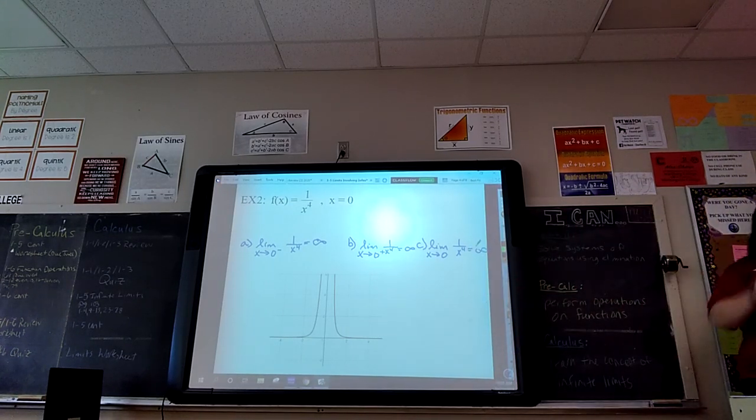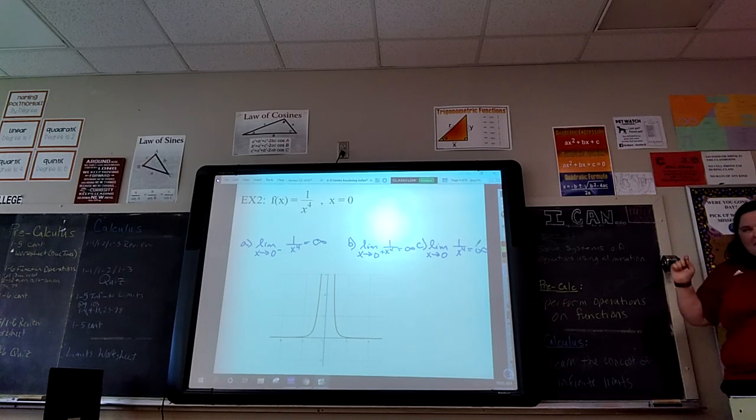Question. If they're both going to positive infinity, then the overall limit we can say is positive infinity. If they're both going to negative infinity, we can say the overall limit is negative infinity. Does the number mean anything? Yeah, it's what value we're looking at.